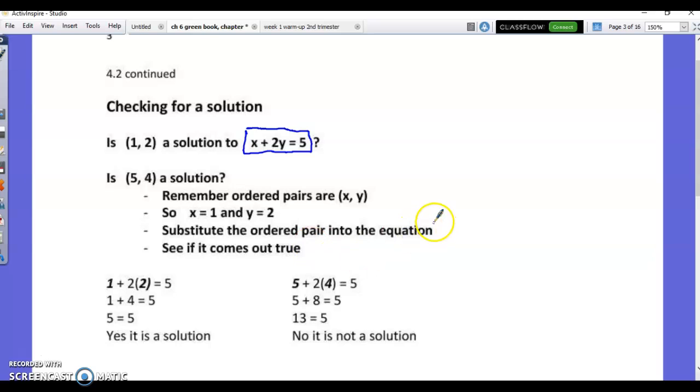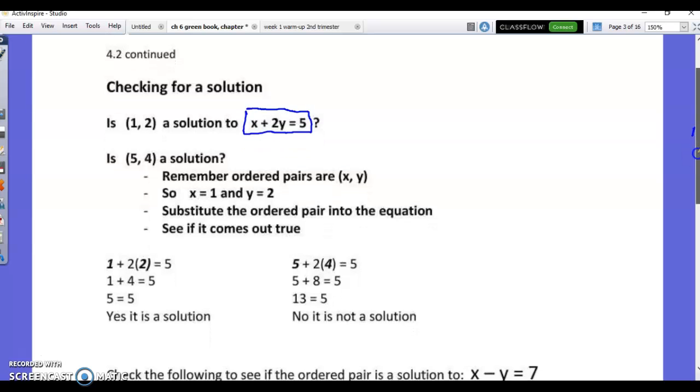So this section basically checks whether you can substitute values into a problem. Remember that ordered pairs are x and y. So the first number listed in your ordered pair is the x value. The second number listed is your y value. So all you're going to do is substitute your x's and your y's into this problem to see if they come out to true. So in this case, if I put a 1 in for x and a 2 in for y, does it come out to equal 5? And if I put a 5 in for x and a 4 in for y, does it come out to equal 5? So this is how the setup is here.